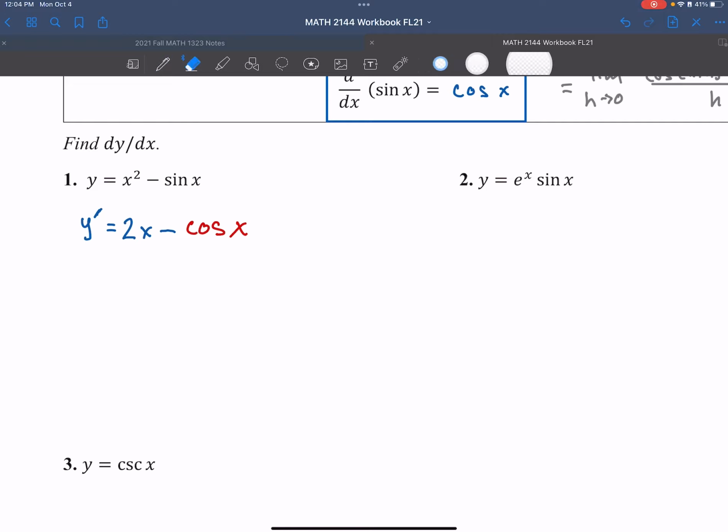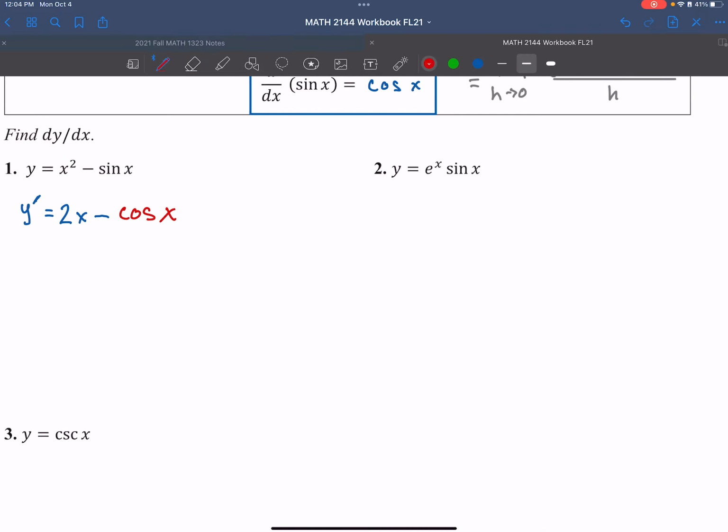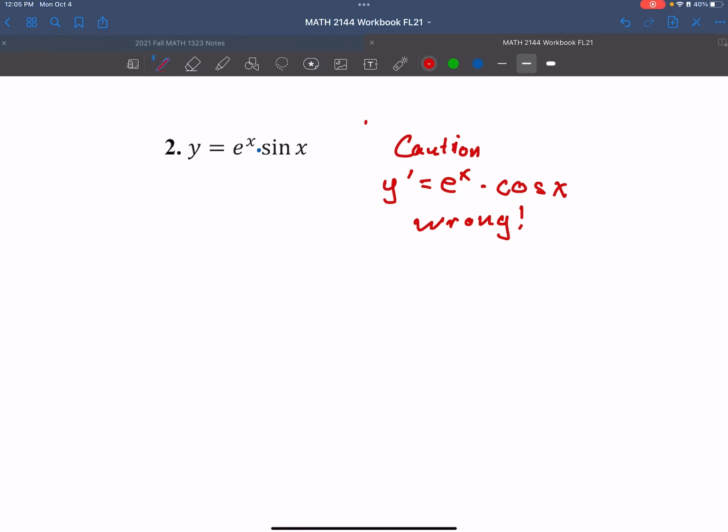Number two, let me make a quick caution on this one. You might say y prime is equal to e to the x times cosine of x, which seems really simple, but is that correct? This right here is the common mistake. That is wrong. What rule did we neglect to use here? Product rule. Remember that if you have a product of two functions, in this case e to the x times sine of x, you do need to use the product rule. So I'm going to box this off to the side as a little bit of caution.